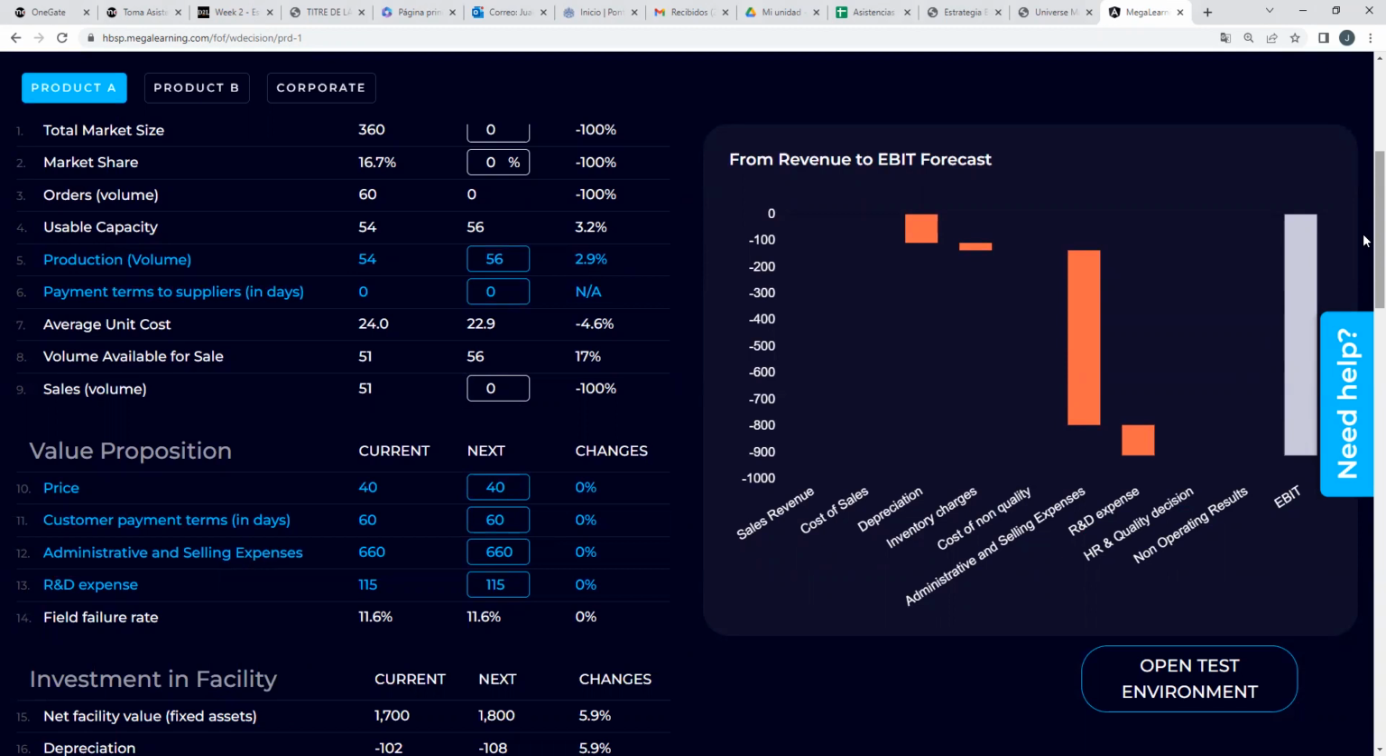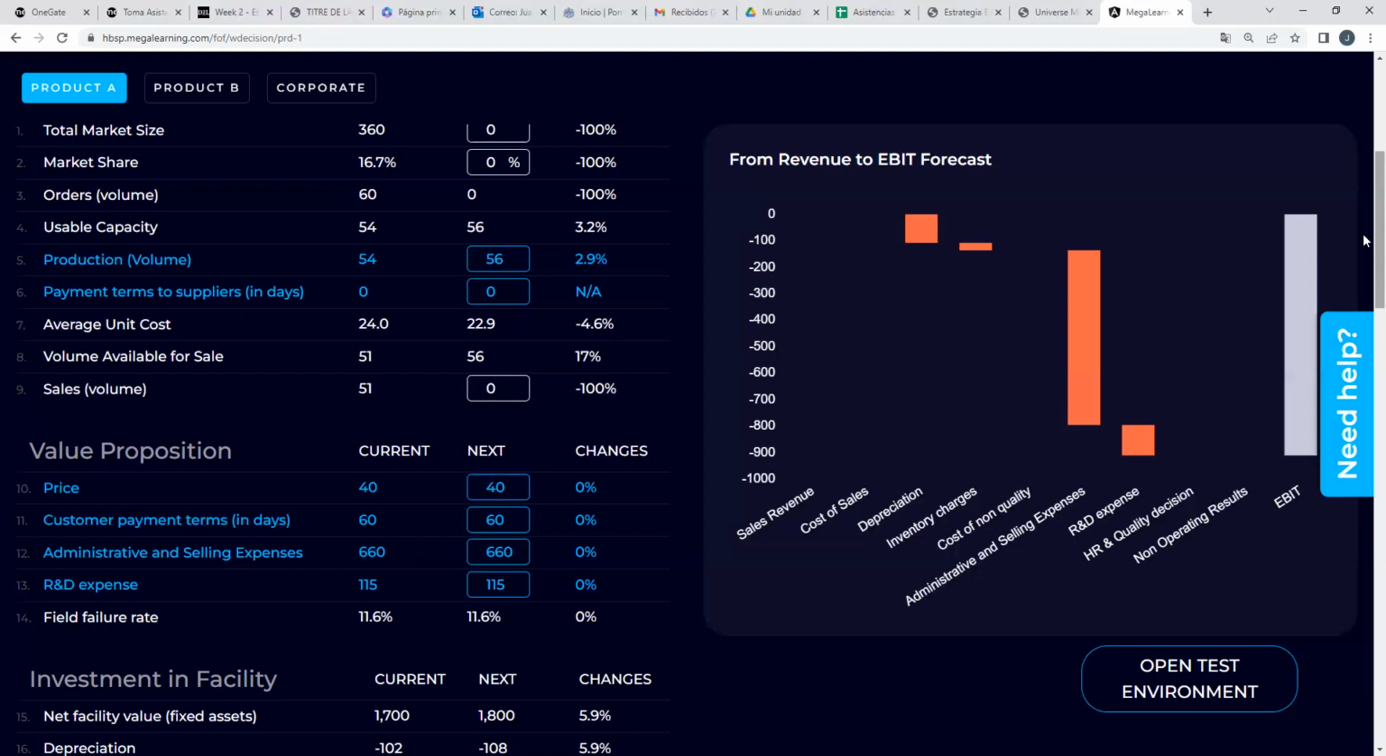plus a few decisions that are more at the corporate level. For example, the decision related with the debt. Yes, the debt is not to take the debt for product A or for product B. The debt is to take the debt for the whole company. Okay. So let's begin with product A, which is going to be the same for product B.